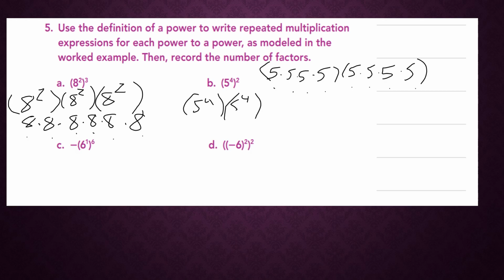And in letter C, notice where that negative is. It's outside the parentheses. So we want 6 to the first power to the negative 6. So I'm going to keep that negative on the outside. So we want 6 times 6 times 6, 2, 3, 4, 5, 6.